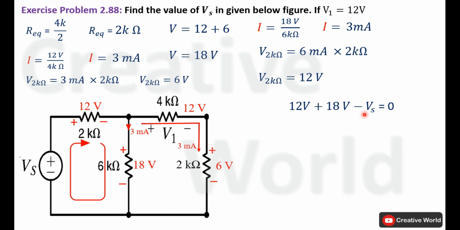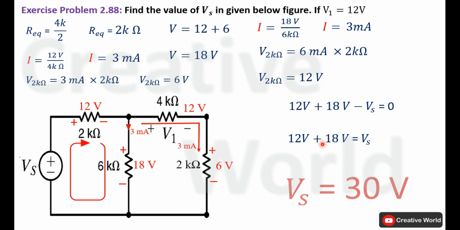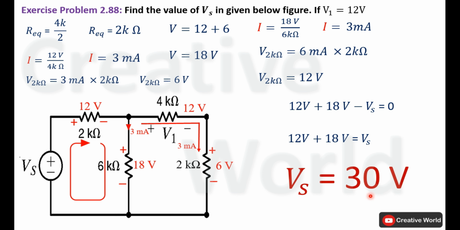Now place this minus Vs on the other side of the equal sign. It will become plus Vs and add these constants together. Their sum will be equal to Vs, that is 30 volt. So the value of Vs inside this network is 30 volt.